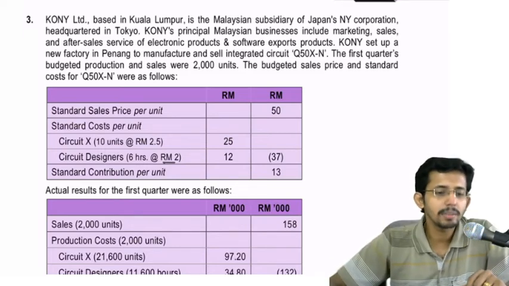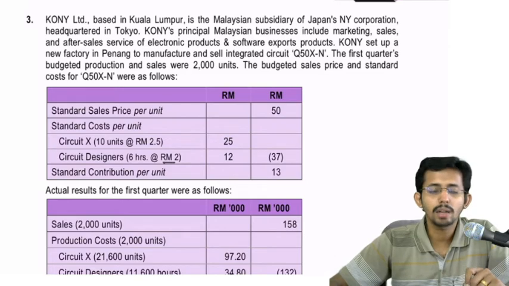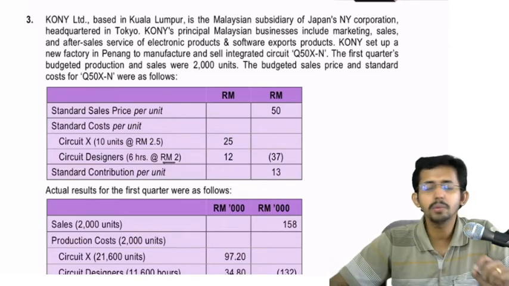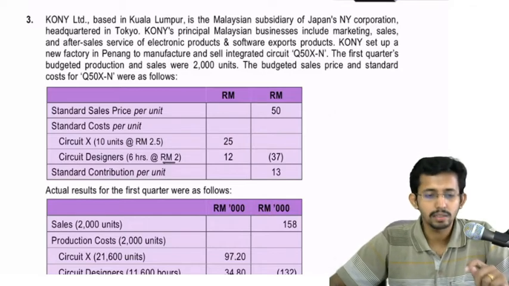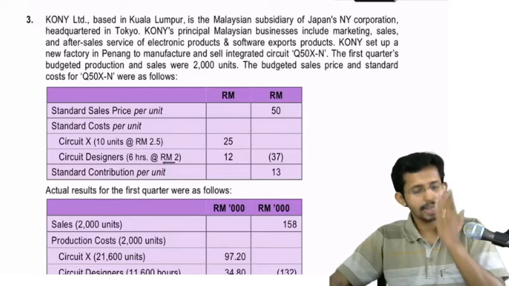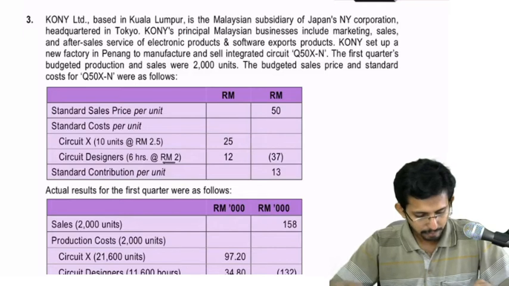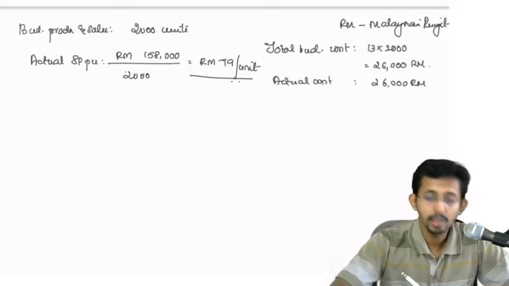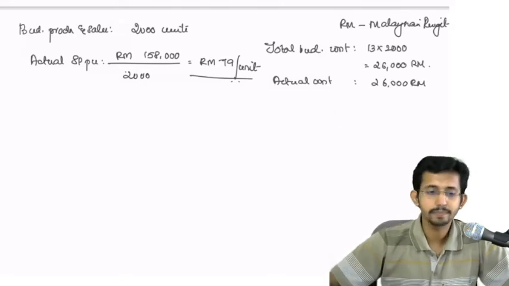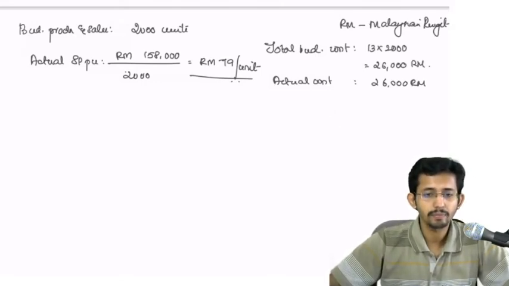Now what is the requirement here? Comment on the management accountant's view. Okay, you have to comment on the management accountant's view with the help of calculations. Right now, you have to start solving. So first, what you have to do is a variance analysis, right?